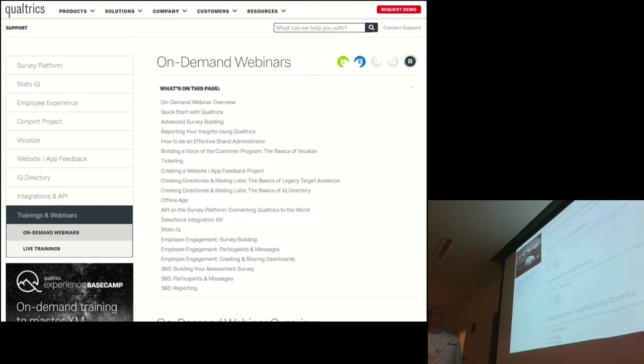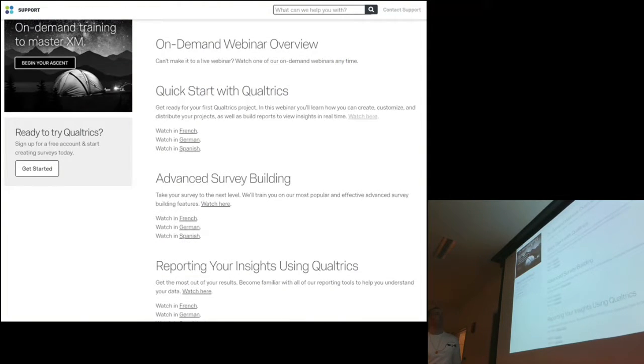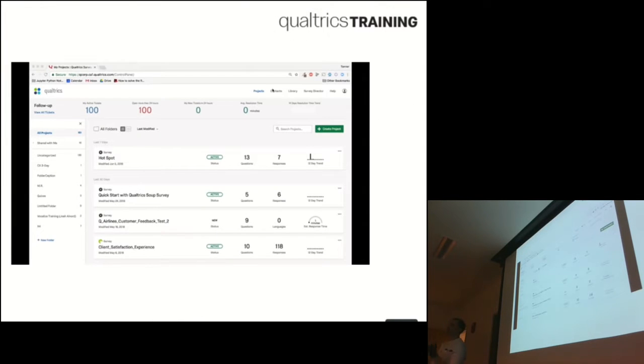So for the on-demand, they have Quick Start with Qualtrics. You can watch it here, or if you want French, German, or Spanish, you can watch it there as well. There's also advanced survey building, and basically a whole bunch of other topics. You'll probably want to start with the Quick Start with Qualtrics if you've never done it before. It's a 45-minute training webinar session that takes you through a lot of the basic features, how to start a survey, how to enter questions, and different types of questions.